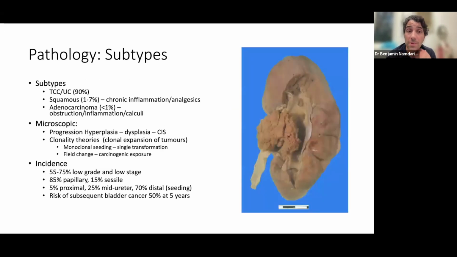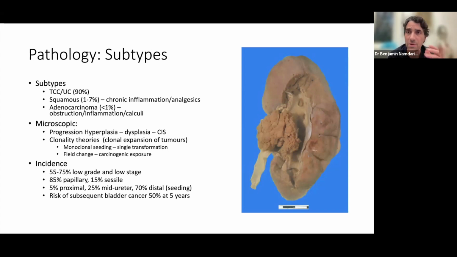As I've said, there are a couple of subtypes. So transitional cell urothelial is the vast majority, and we've got the other subtypes mentioned. There's theories around whether it's a monoclonal or a field change, and this is where we talk about some of those treatments with the immunotherapy within the bladder to treat the whole field, because that's where cancer can occur in the entire field. That's what we need to treat.